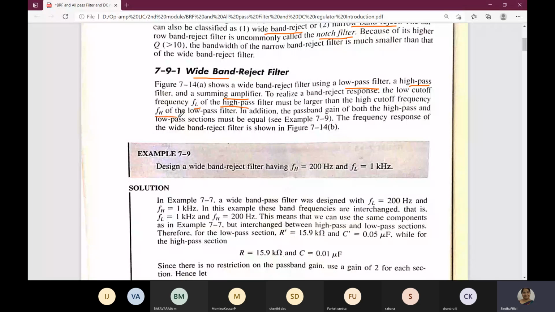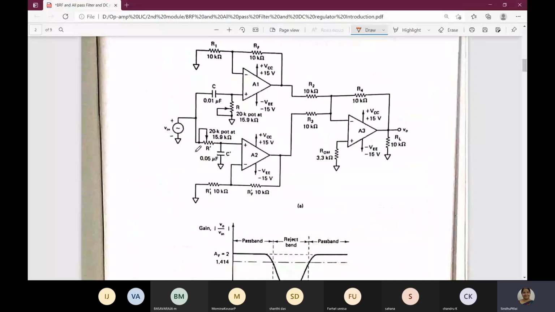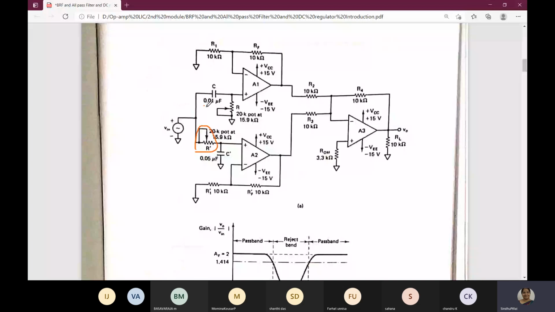So first we'll move on to the circuit diagram here. What we told, we require a low pass filter, high pass filter and a summing amplifier. So low pass filter means what? The input is given to the resistor here. And high pass means the input is given to the capacitor. See, here the input is given to both the op amps at the non-inverting terminal, that is, it is given to plus.